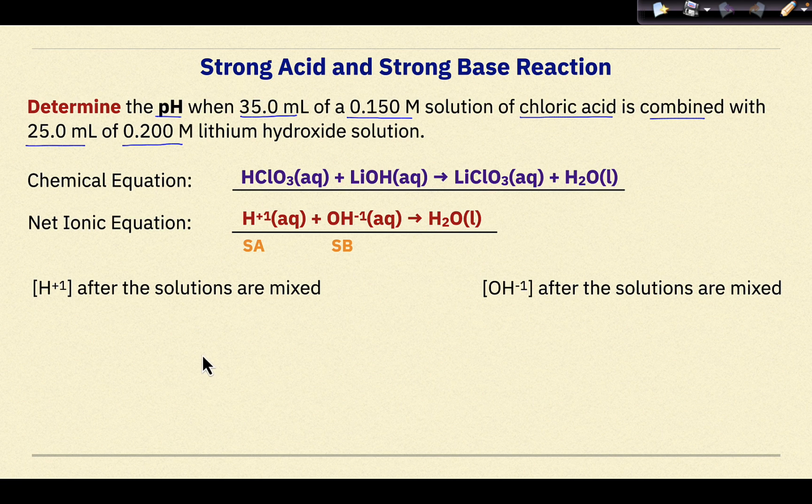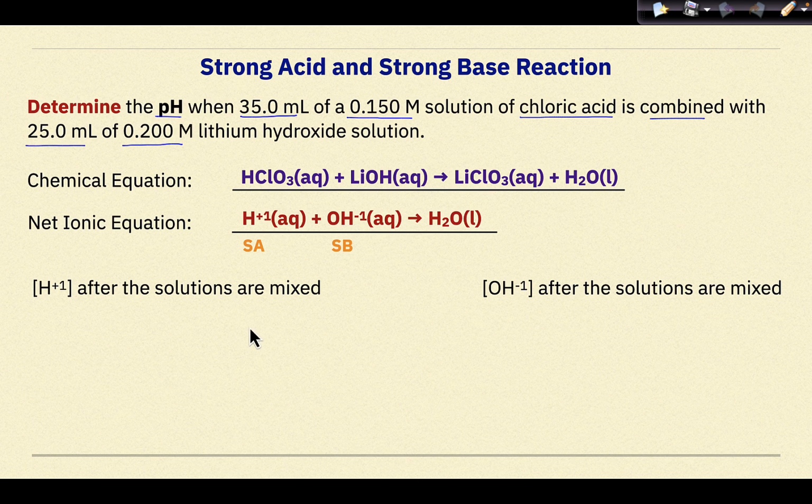It is important to notice in the example that the volumes of the two solutions, 35 milliliters and 25 milliliters, are not equal. Therefore, we need to utilize the dilution formula to calculate the molarity of the hydrogen ion concentration and hydroxide ion concentration when the initial volumes have been combined. Remember that the moles of solute remain constant even though the combined volumes will increase. As a result, the molarities of both the hydrogen ion and hydroxide ions will decrease compared to the initial molarities of each. So let's see what this looks like.